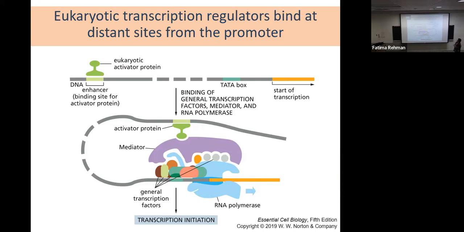So eukaryotic activator proteins will bind to sites on the genome that are called enhancers. And these are binding sites for activator proteins. They can be close to the TATA box, or they can be far away from the TATA box and the start of gene expression. But when an activator binds to the region, it allows that particular part of the genome to create this kind of loop structure where it brings them in close proximity to mediator proteins and the polymerase so that it can actually activate gene expression.